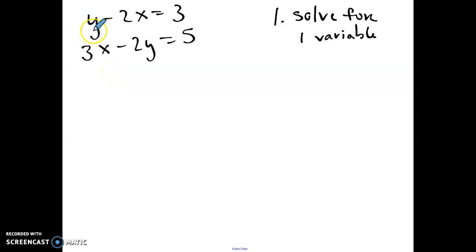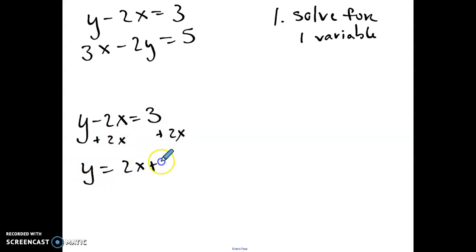So I see that this y here is all by itself. So that's the equation that I'm going to choose to solve for a variable. It just takes the least work. I won't end up with any fractions. So I can move the 2x to the other side and get y equals 2x plus 3. Now I've solved an expression for one variable, got it alone.